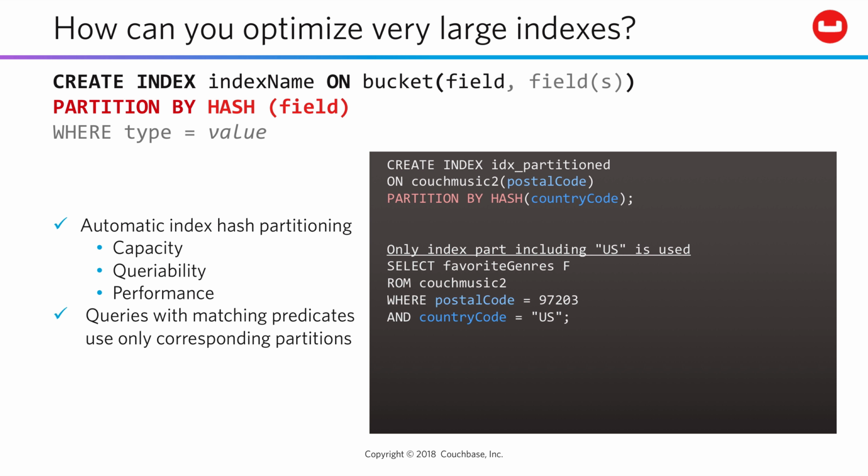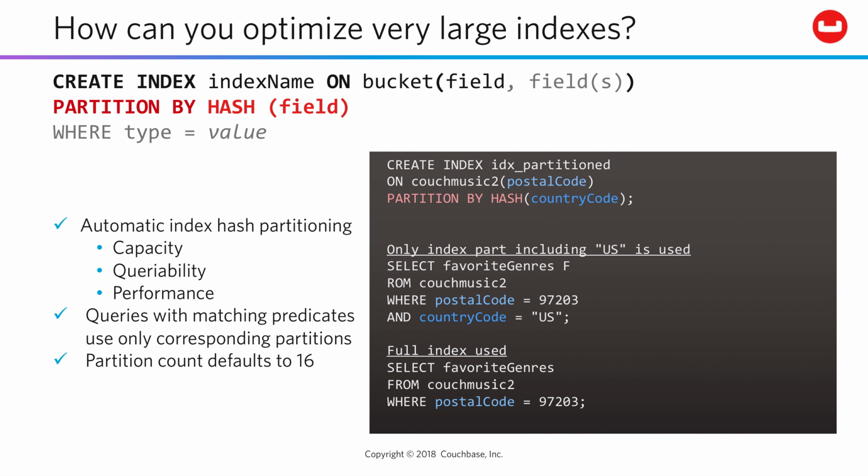If a query includes a predicate matching the partition field for a corresponding index, then only the relevant index part will be used when filtering this query. If an otherwise matching query matches an index but does not include the partition predicate, then the entire index will be consulted for this query. It's all still treated as a single index. By default, 16 partitions will be created and spread across available index service nodes, or a different number can be manually assigned.